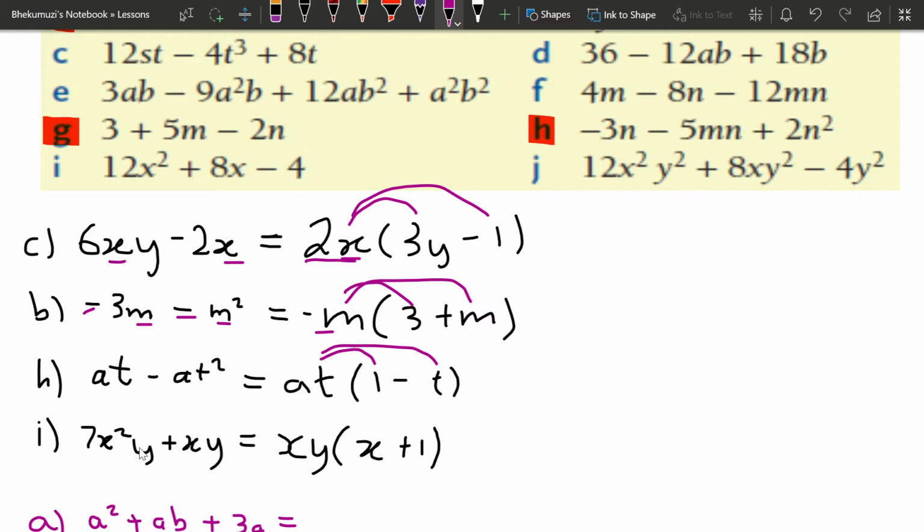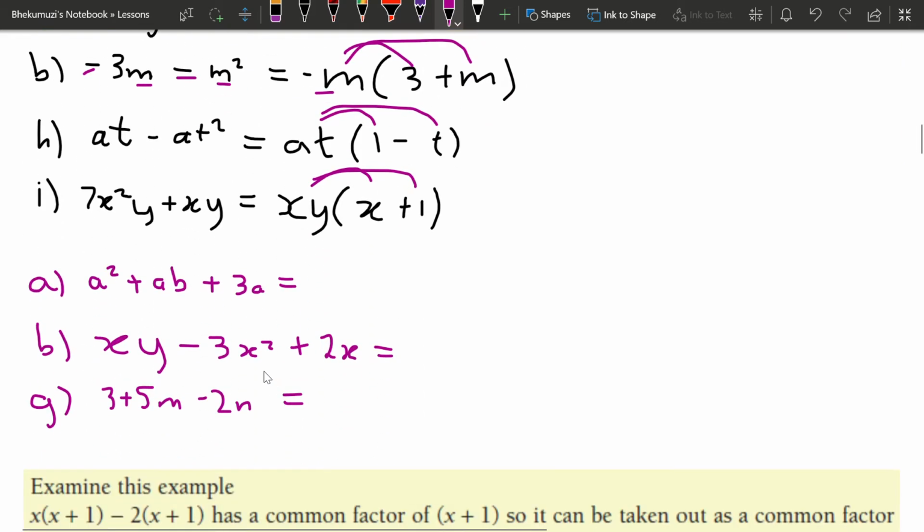And then we have I. With I, it's 7x squared y plus xy is equals to xy, all in x plus 1, right? And you can see that would be the case. Just the last ones that I would like to do with you as you watch is that, okay, we have a to the power 2 plus a plus b plus 3a, right?